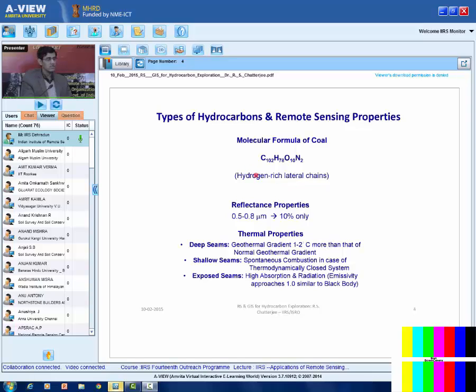related studies. We will also see, if time permits, for some of these unconventional hydrocarbons, how to use remote sensing and other inputs together to assess the occurrence of these unconventional hydrocarbons, and basically for targeting as well as quantification of them.